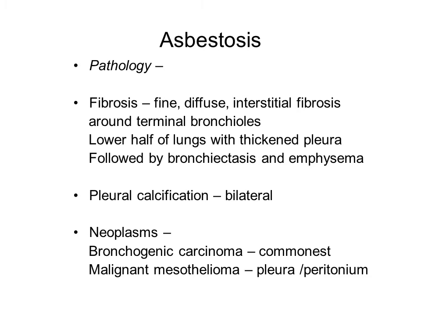Asbestosis results in fibrosis, that is fine diffuse interstitial fibrosis around the terminal bronchioles. Mostly the lower half of the lungs is more affected than the upper half, whereas in silicosis you will have the apex and the upper half more affected than the lower half. There is thickening of the pleura and there are features of bronchiectasis and emphysema.